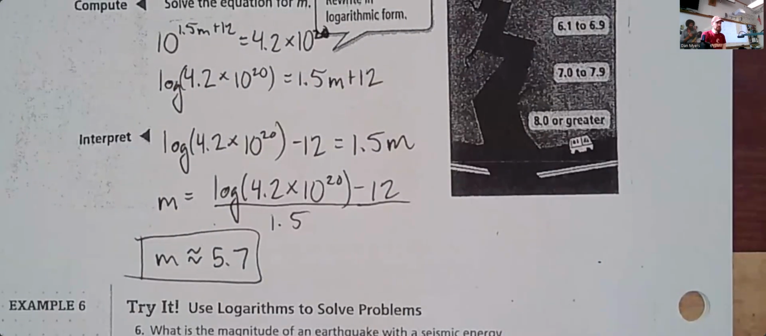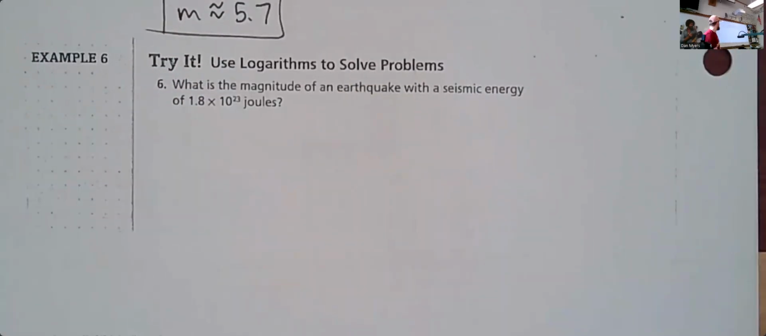Not too bad, right? Once you get the flow of switching between the two forms, it's not bad. It's okay. You can do this. All right. Do that one on your own, then we're done.